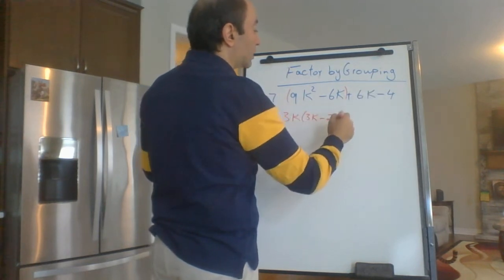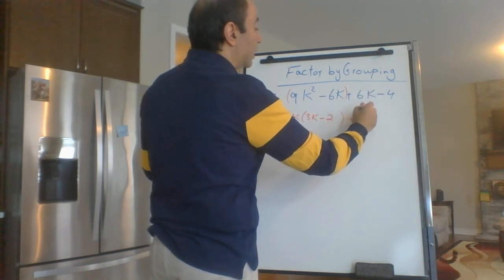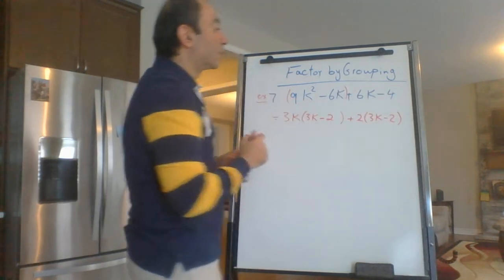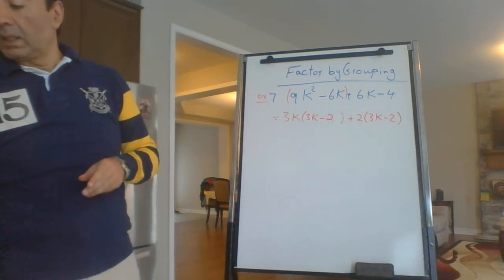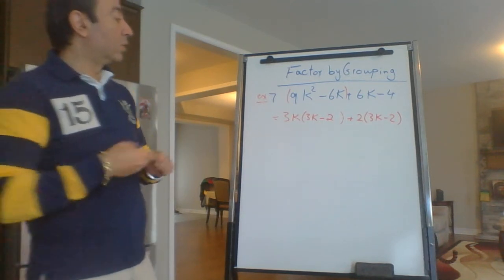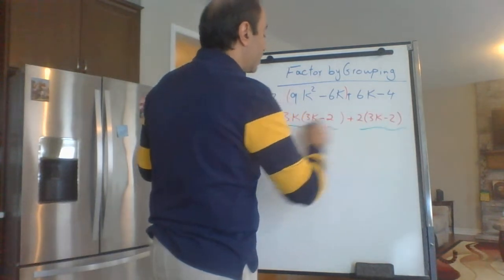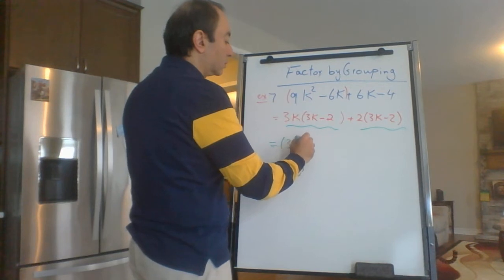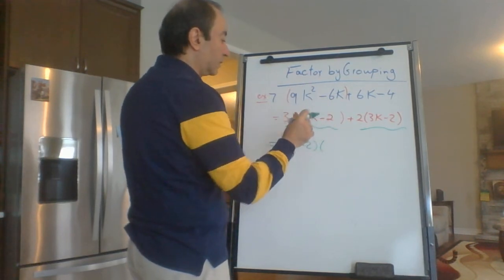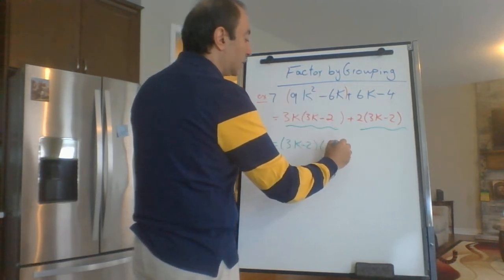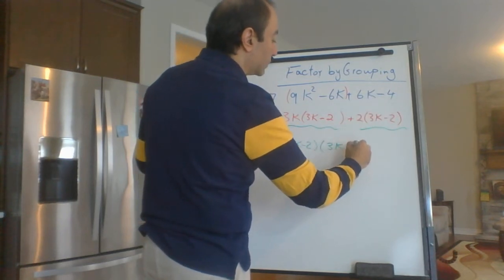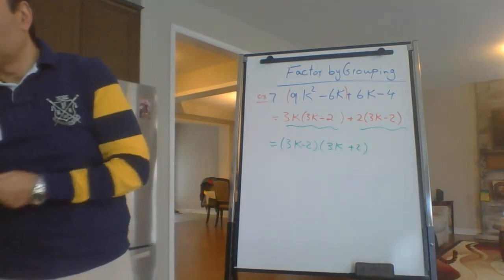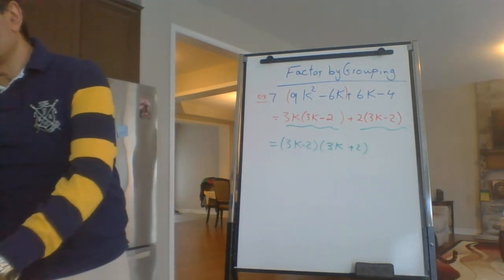When we look at this, what's common in here? It is 2, and that will leave 3k minus 2. We divide each term by 2. After we do that, we look, we are not done, we can do more. 3k minus 2 is common, we factor it out. And that will leave, when I take that from here, it will leave 3k. And when I take that from here, it will leave 2. Okay. Now another example.